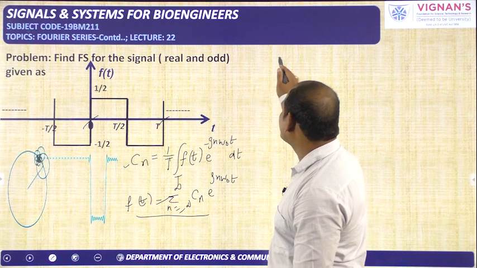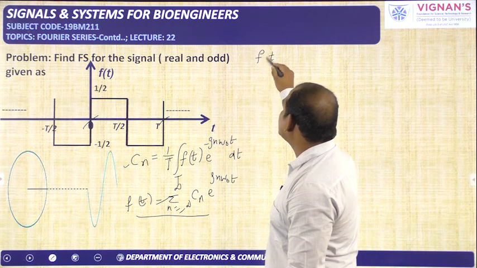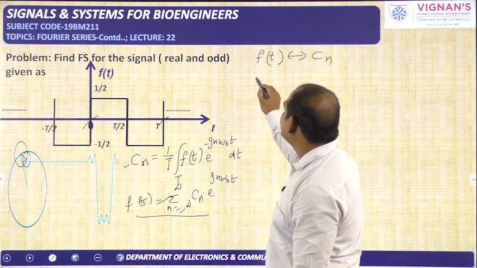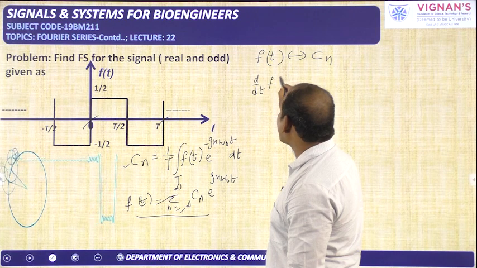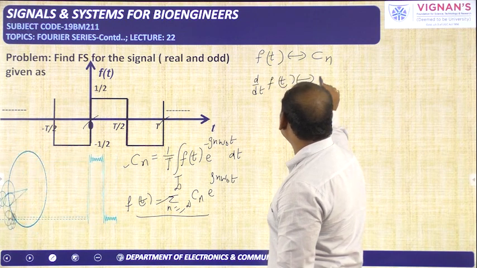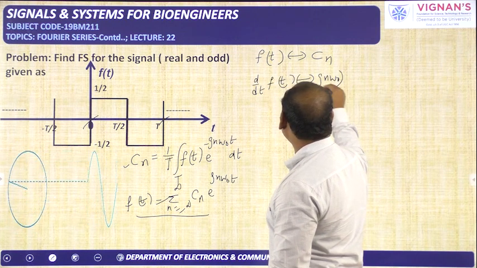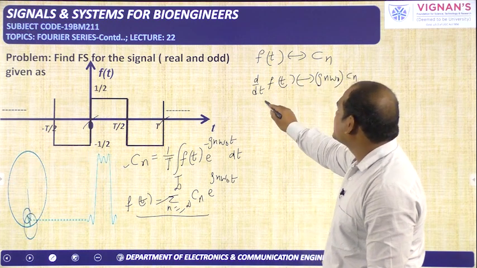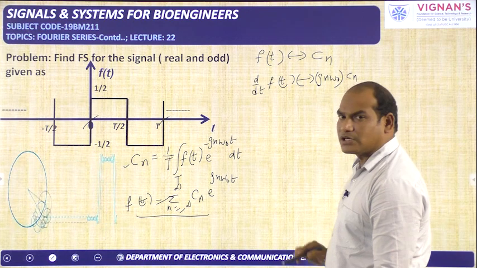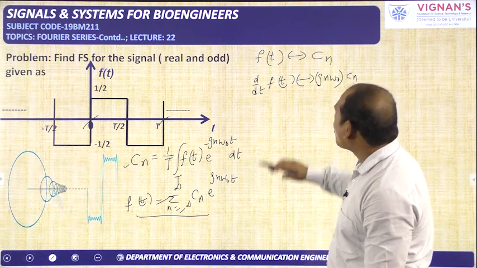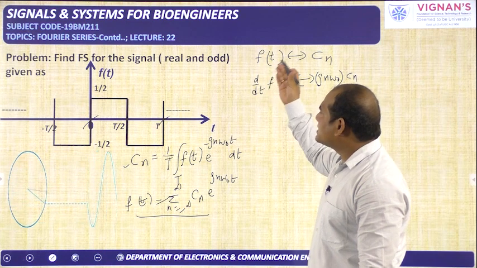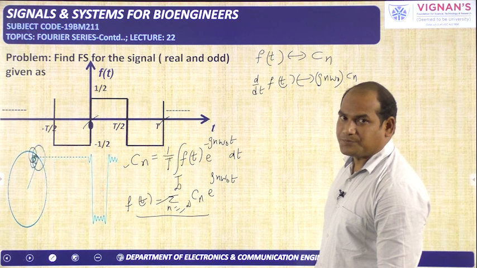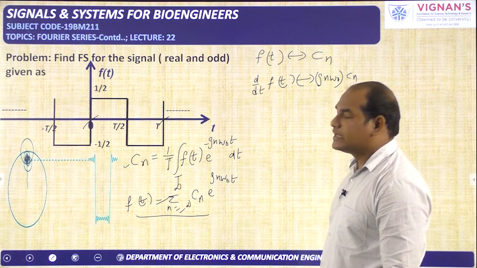Once I will write here the time differentiation property: f of t has the Fourier series coefficient Cn. d by dt of f of t has the Fourier series coefficient jn omega naught into Cn. Already I have mentioned that one time differentiation will provide one jn omega naught. How many times you do the differentiation in the time domain, that many times jn omega naught will come.